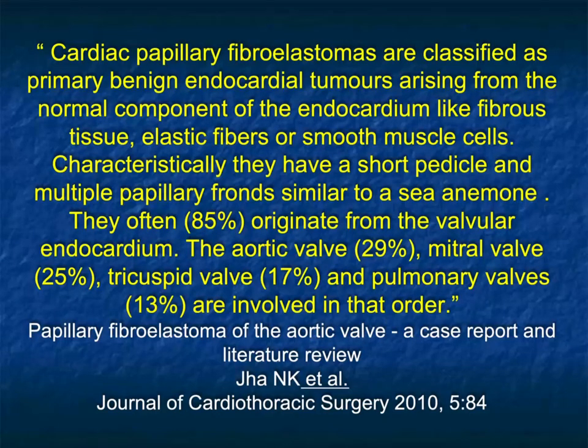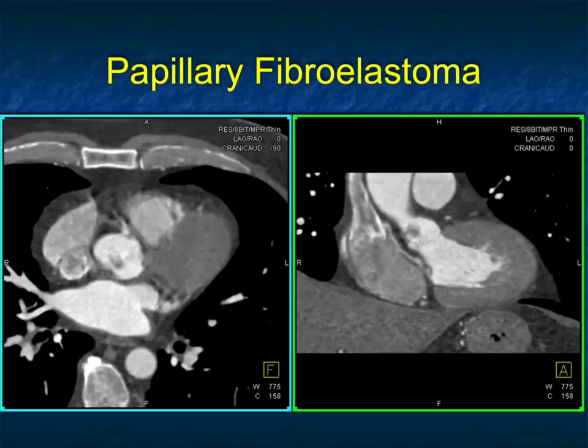In this article by Ja, cardiac papillary fibroblastomas are classified as primary benign endocardial tumors arising from the normal components of the endocardium like fibrous tissue, elastic fibers, or small muscle cells. They have a short pedicle and papillary fronds. So again, it's across all of the valves, but maybe because of the way we look at the aortic valve and the way we gate studies and we look carefully there and we see that valve best, it's the reason that we find them on that valve.